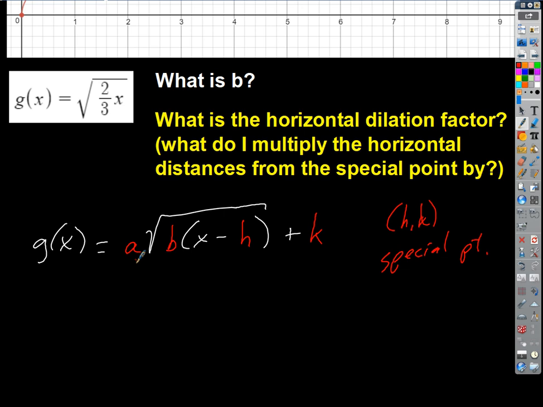Dilates it which way? No, vertically. Remember that when we multiply the output, the whole thing, this is whatever y value the square root is calculating, we're going to multiply that by a. So it's stretching and compressing vertically, right? And if a is negative, it's going to reflect it vertically.